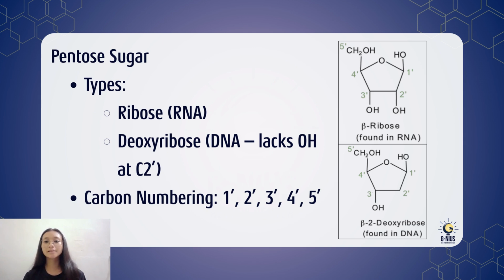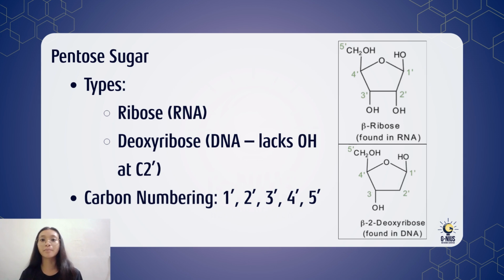Next is the pentose sugar. From its name, pentose, it is a 5-carbon sugar. In RNA, it is a beta-D-ribose, but in DNA, it is a beta-2'-deoxyribose, which lacks a hydroxyl group, an OH group, at the 2' carbon of the sugar. These small structural differences determine whether a nucleotide becomes part of your DNA or your RNA.